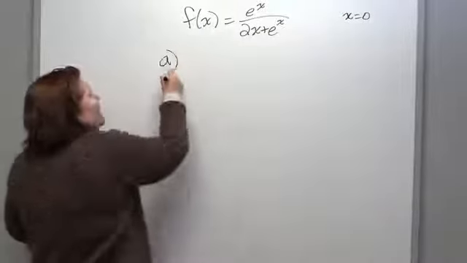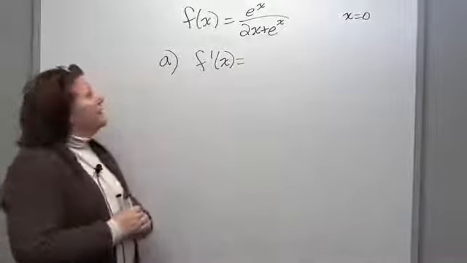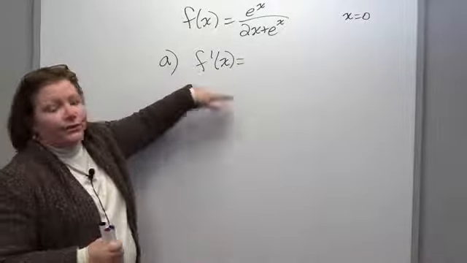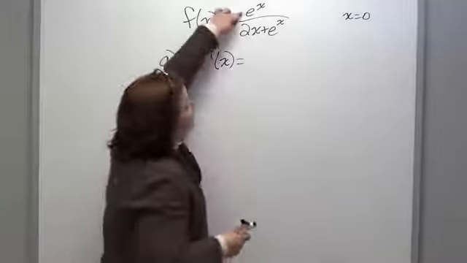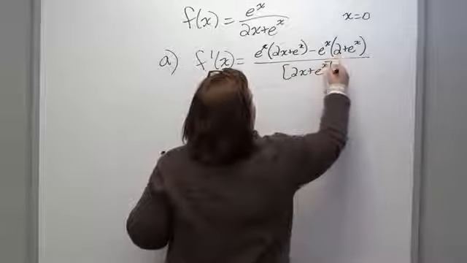So for part A, we need to find the derivative. So f prime of x, using the quotient rule, we have the derivative of the top times the bottom minus the top, and then times the derivative of the bottom. And the derivative of the bottom will be 2 plus e to the x. And then we have all over the bottom squared.